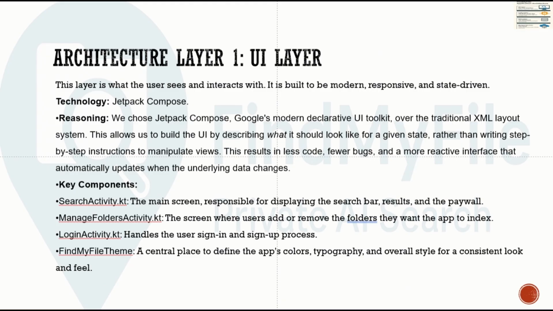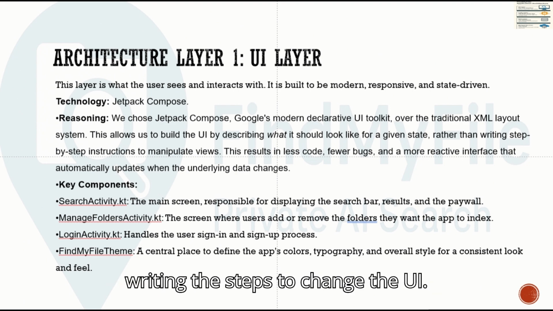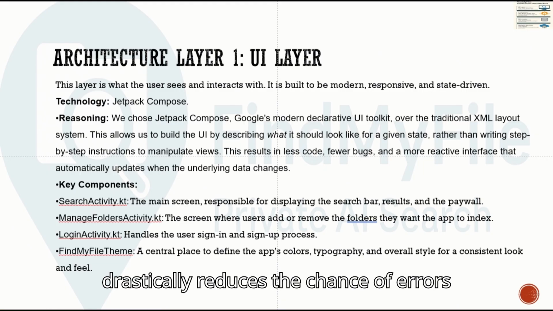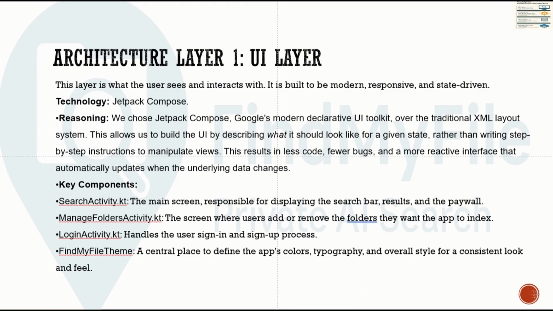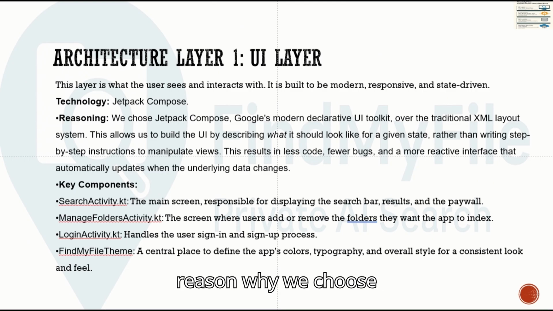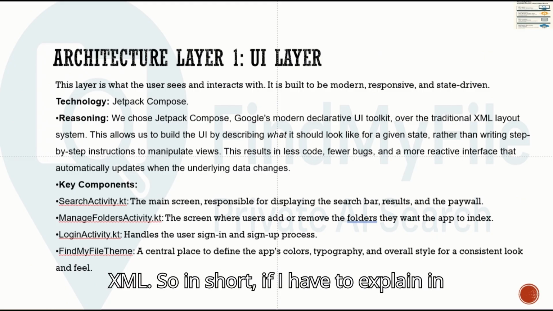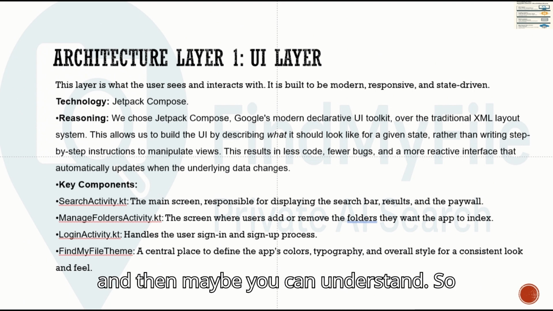With Compose, we describe what the UI should look like for a given state rather than manually writing the steps to change the UI. This declarative approach drastically reduces the chance of errors where the UI and the app's internal state can become out of sync sometimes. Now, if you want to know the reason why we chose Jetpack Compose instead of the old method of XML, in simple terms, I'll give you an example, and then maybe you can understand.